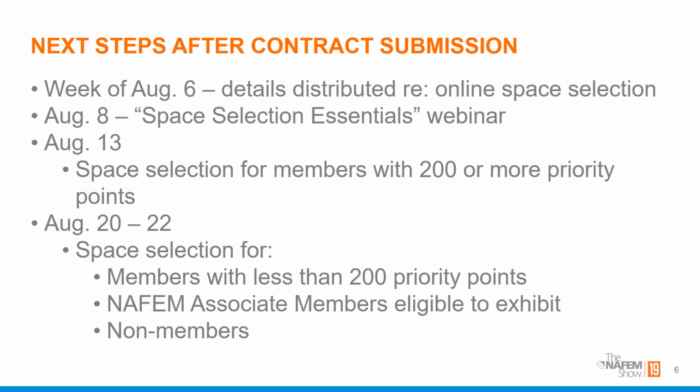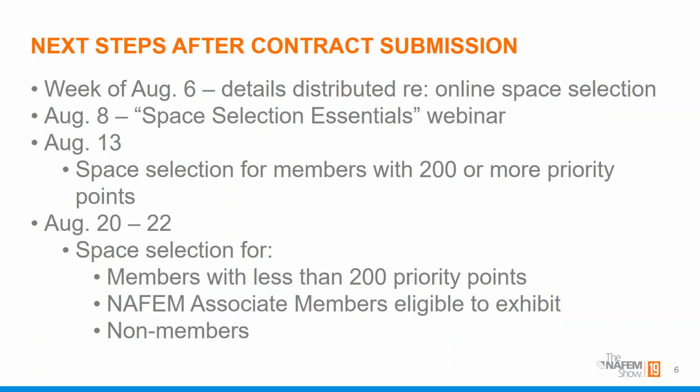So please save that date and you can register now on our website. Space selection takes place over 2 weeks. The week of August 13th is for all member companies with 200 or more points. The week of August 20th is space selection for members with less than 200 priority points, NAFEM associate members eligible to exhibit, and non-members.